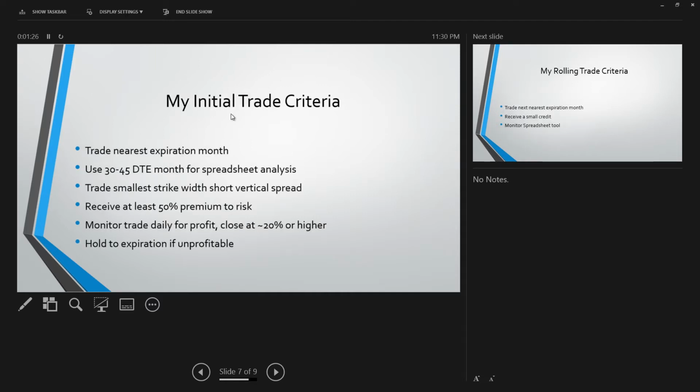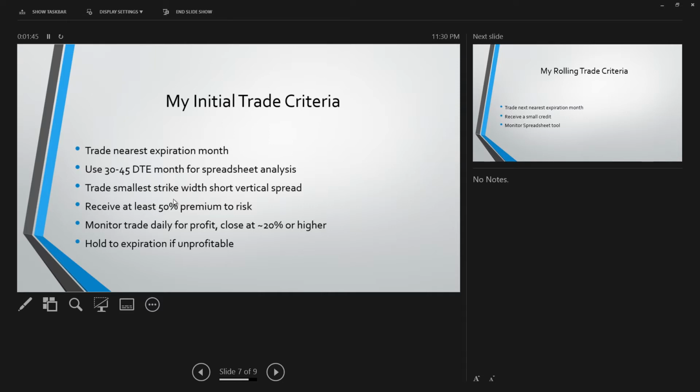My initial trading criteria: I'm going to trade the nearest expiration month, and I'll talk about this more as I show you on the Thinkorswim platform momentarily. I'm going to use the 30 to 45 days to expiration month for my spreadsheet analysis. Again, I'll show you momentarily.